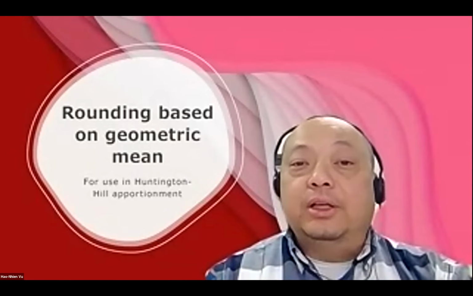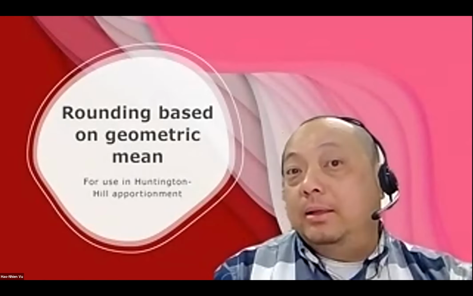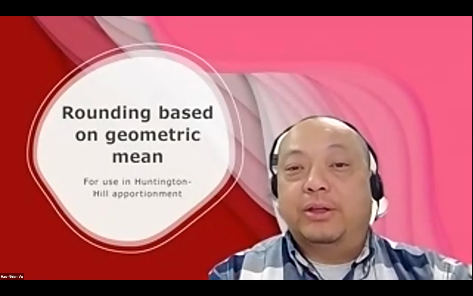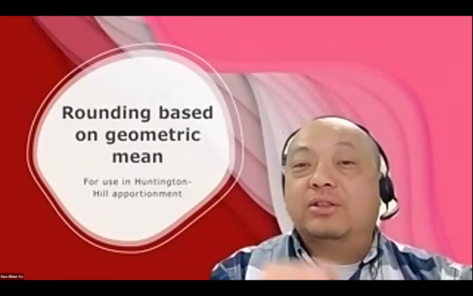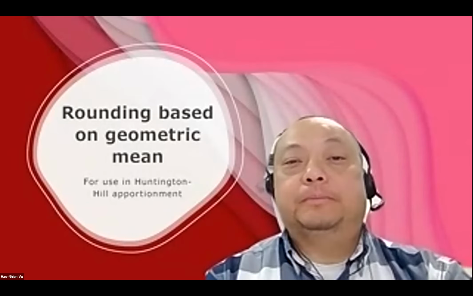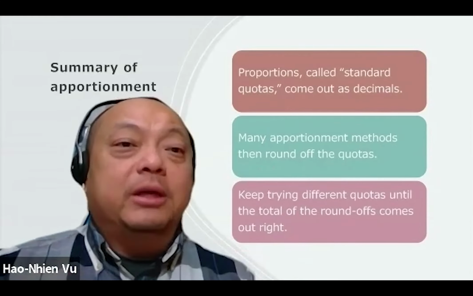Hi, in this video, I'm explaining the math of the Huntington-Hill apportionment method, and that is the rounding method that's used in it that's based on the geometric mean. First, a quick summary of apportionment.